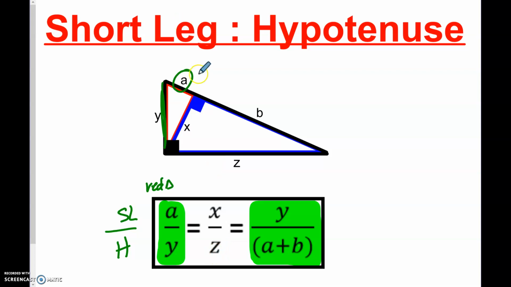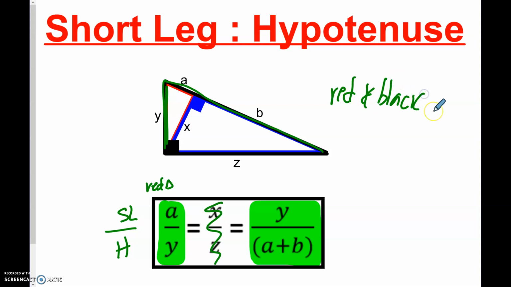Now go to the big triangle. The short leg is Y, and the hypotenuse is going to be A plus B. So nothing in common with this one. This time we're using the red triangle and the big triangle, so it would be the red and black triangle, and we are setting up short leg over hypotenuse.